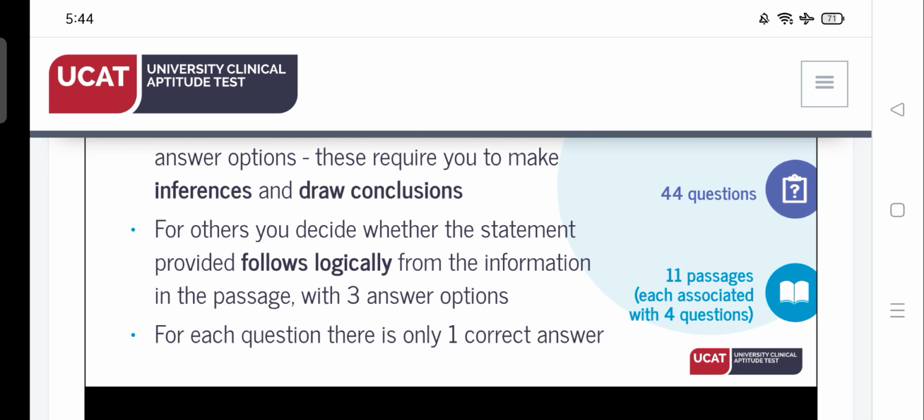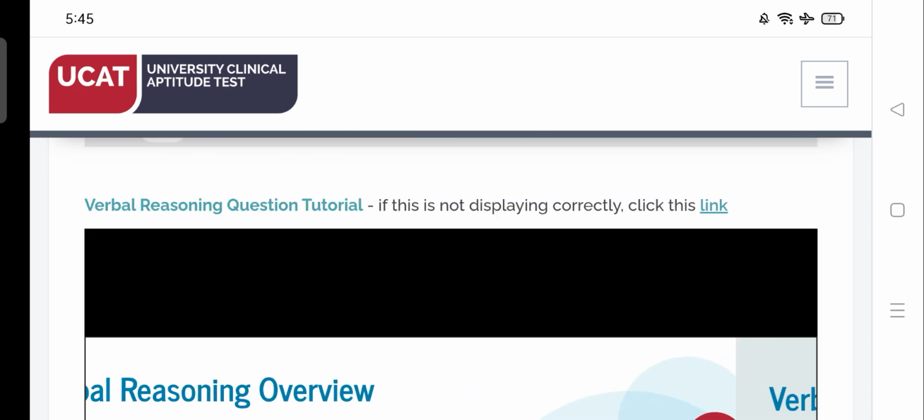For others, you decide whether the statement provided follows logically from the information in the passage with 3 answer options. And for the other remaining questions, there are some statements given and you have to check, is this statement following the information that is given in the passage? 3 answer options will be given and you have to choose the one correct option. Again, it's written for each question there is only one correct answer, not more than one.